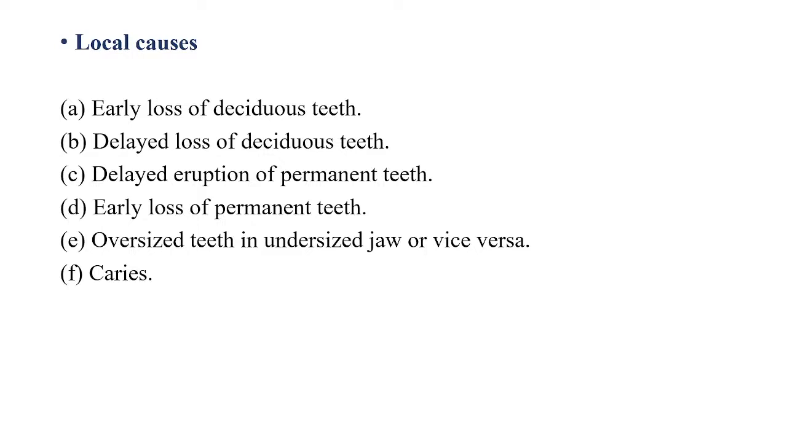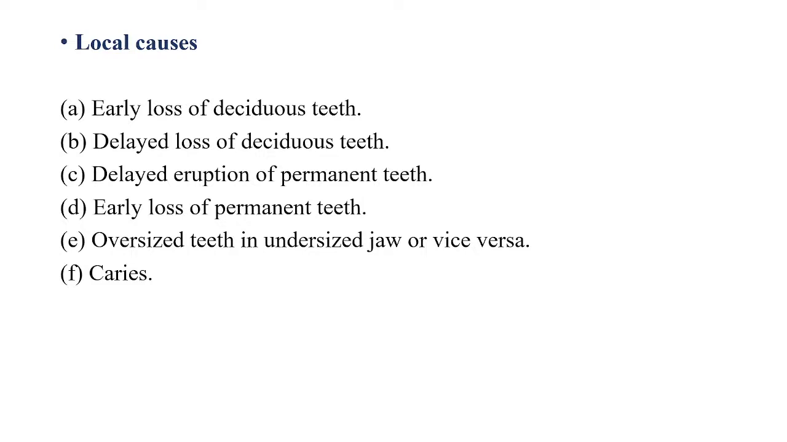Certain local causes: early loss of deciduous teeth, delayed loss of deciduous teeth. Both are going to cause an issue. If your deciduous teeth or milk teeth are lost early, the space for your permanent teeth will be obliterated. But if your deciduous teeth are not falling off at the correct time, then your permanent teeth may erupt at some random locations, more buccal, more palatal, they may be impacted. Delayed eruption of permanent teeth. If your permanent teeth are not erupting on the schedule they should, that can also lead to malocclusions.